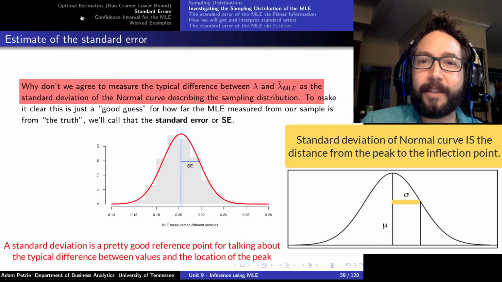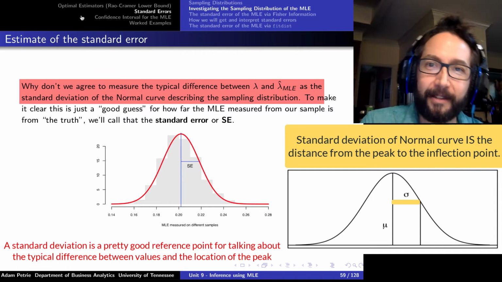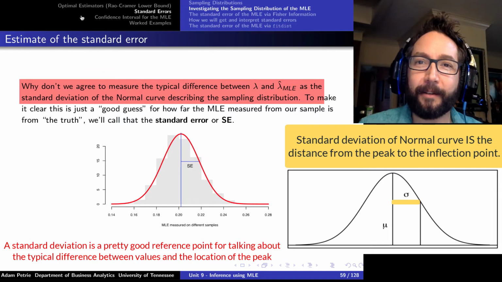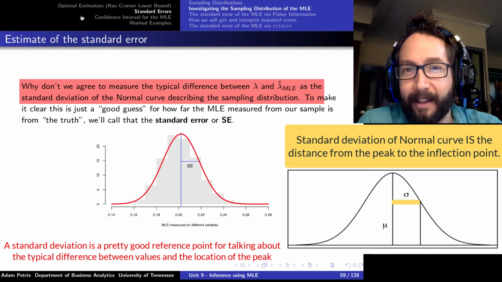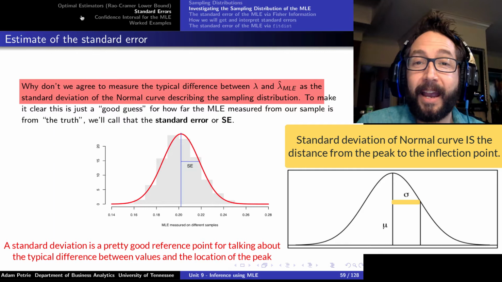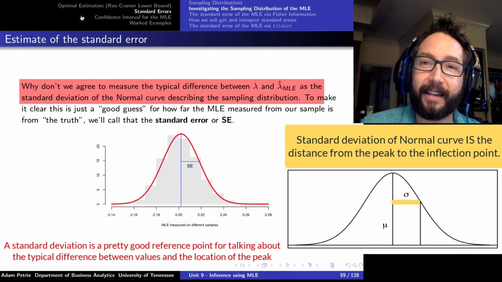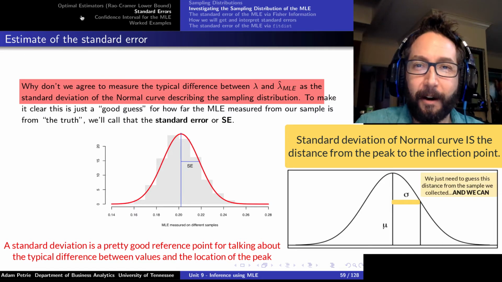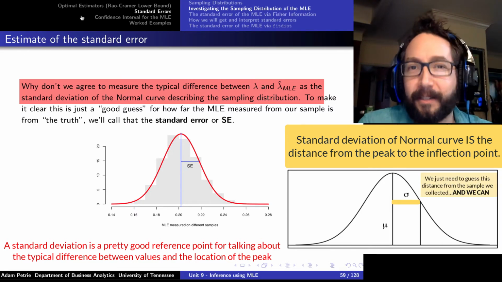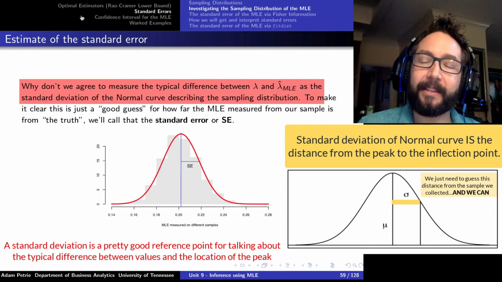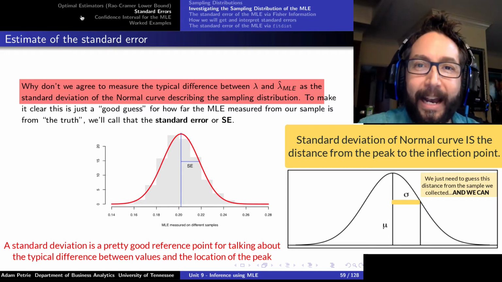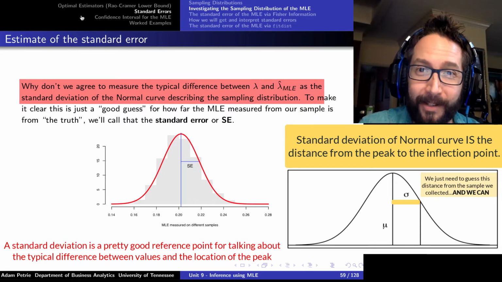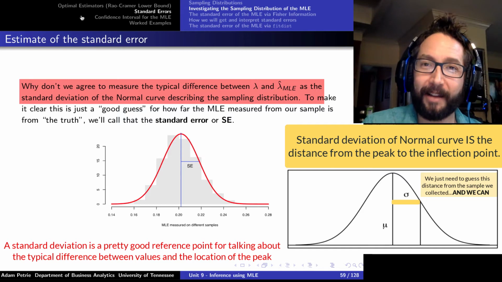Let's go ahead and use that measure, the distance from the peak to the inflection point, as our standard error of our estimator, the typical difference between the values we might observe on a sample and the true value of lambda that's generating the data. So we're going to use that measure as our standard error, our best guess of how far off our lambda hat might be from lambda in this case. The question becomes, how do I actually get that distance? How do I figure out the distance from the peak to that inflection point with just the one sample that I've collected?